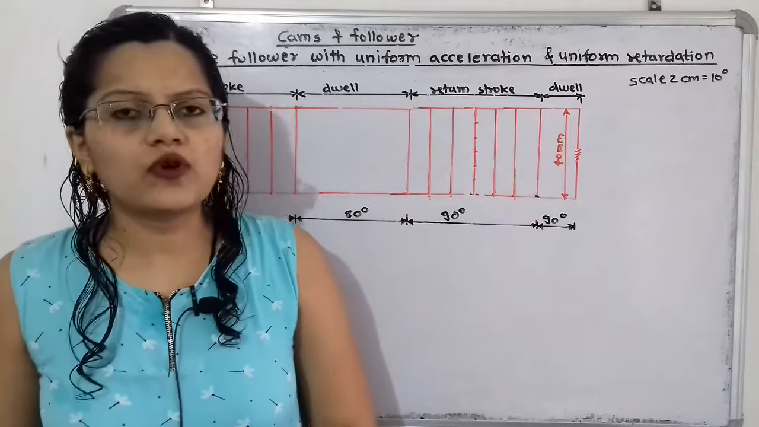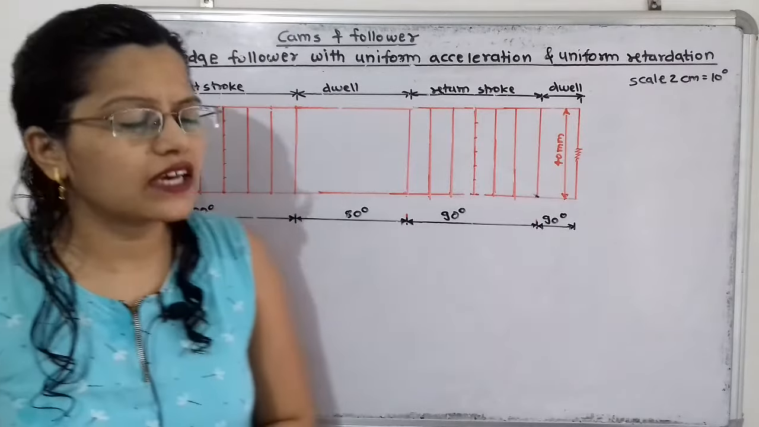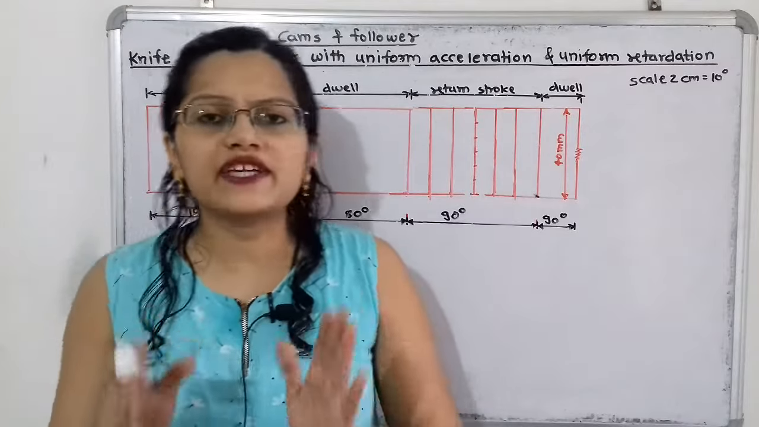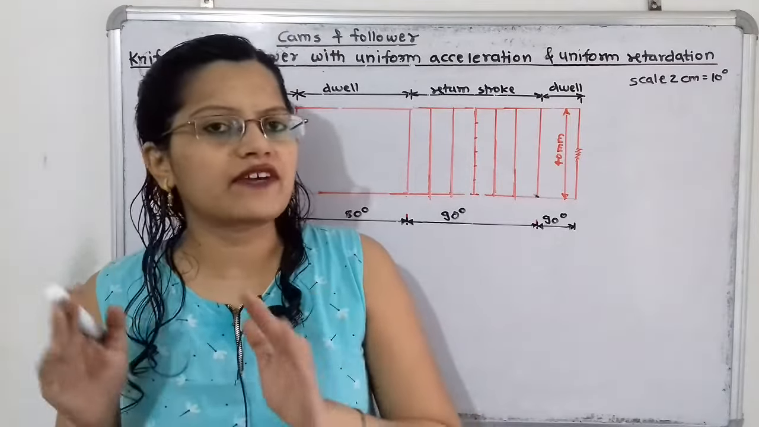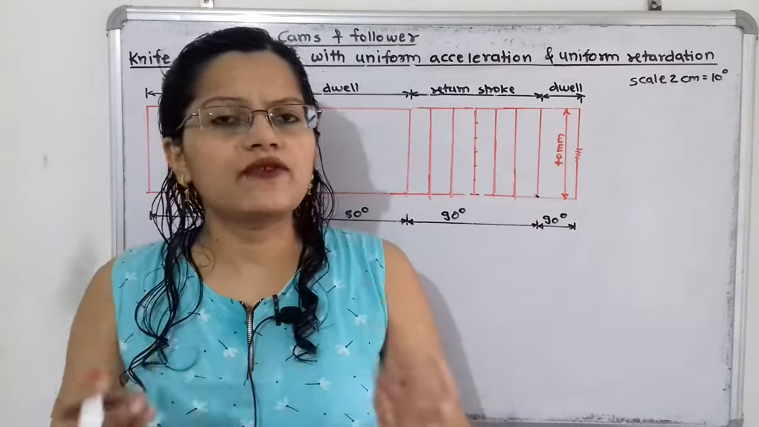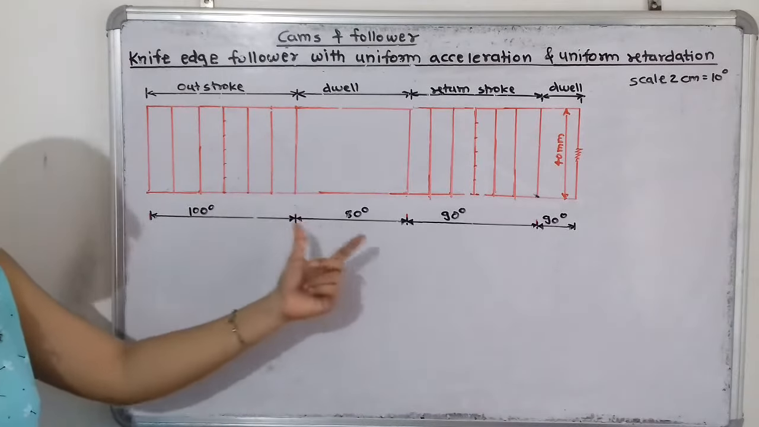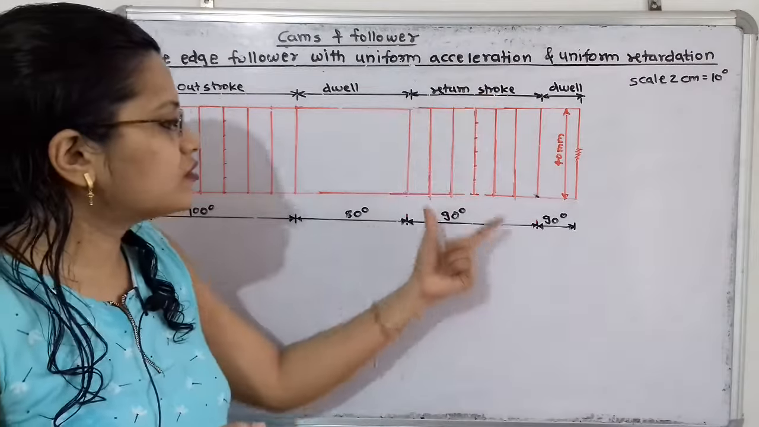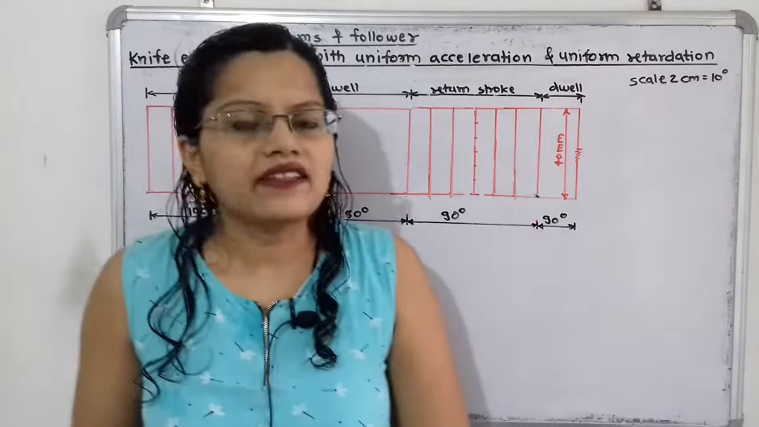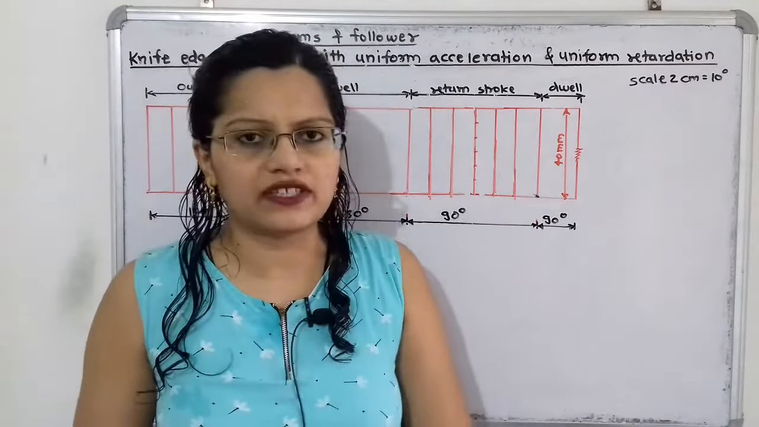We will first move to draw the displacement diagram with some suitable scale. So we will take here scale 2 cm is equal to 10 degree. In one complete revolution of cam, the angle covered is equal to 360 degree. During this 360 degree, the outstroke is 100 degree, then dwell period is for 80 degree, then return stroke is for 90 degree and again dwell period is for 90 degree. And the motion of follower is with uniform acceleration and uniform retardation.